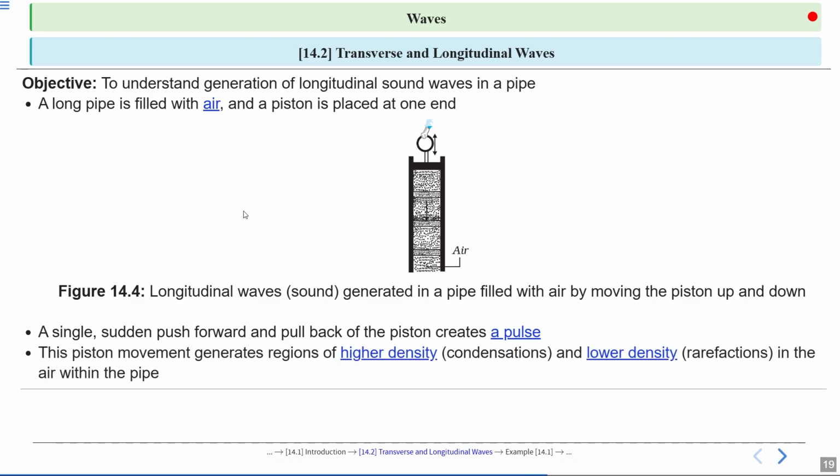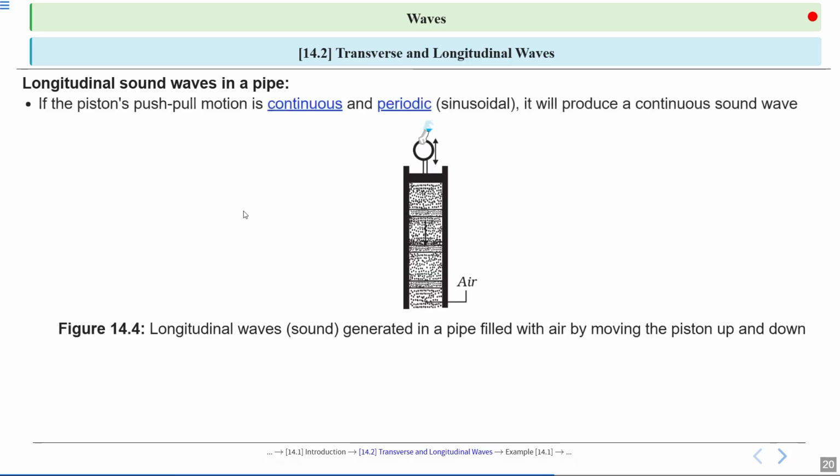As the piston moves, it creates areas where the air molecules are pushed closer together, called regions of higher density or condensations, and areas where they are spread further apart, called rarefactions. These alternating regions move down the pipe as the wave travels.